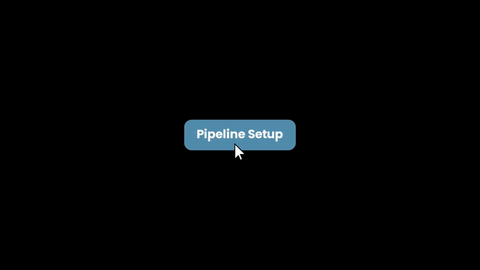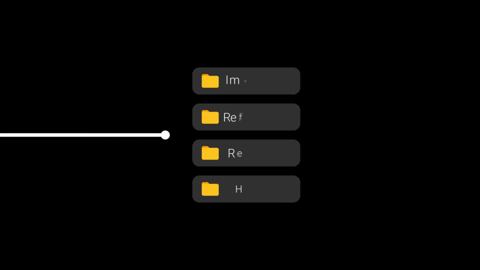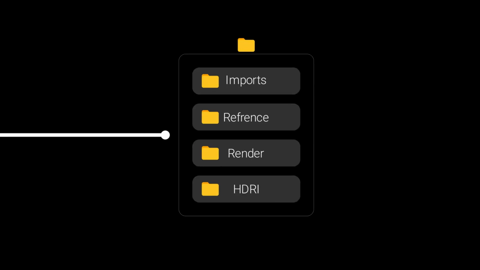So the idea is to create a pipeline setup button that when pressed will prompt the user to input the base directory and project name. Once submitted, the add-on will create all the necessary folders and save the project in the specific directory.